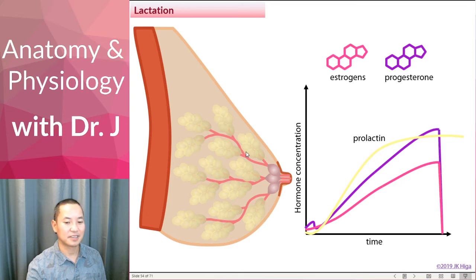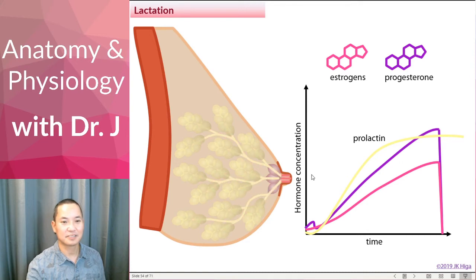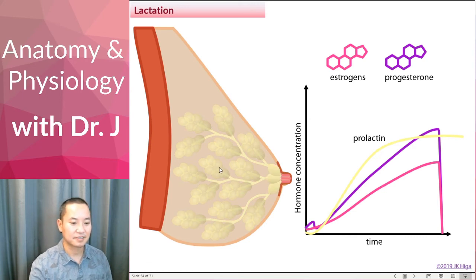And after pregnancy, when you have birth, prolactin still remains high. The other cool thing is that as long as you're breastfeeding, prolactin will stay high compared to estrogens and progesterone, which drop after you give birth. So what we're having is lactation, accumulating lactiferous sinuses, and then you have the milk ejection reflex when the baby suckles on the nipple.